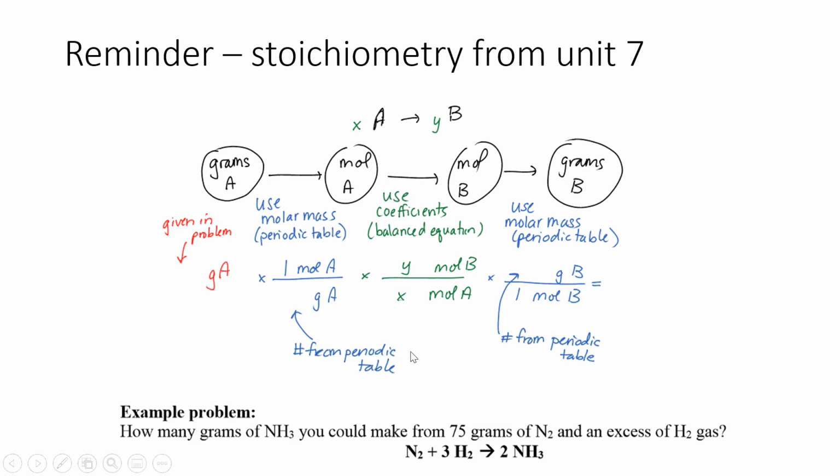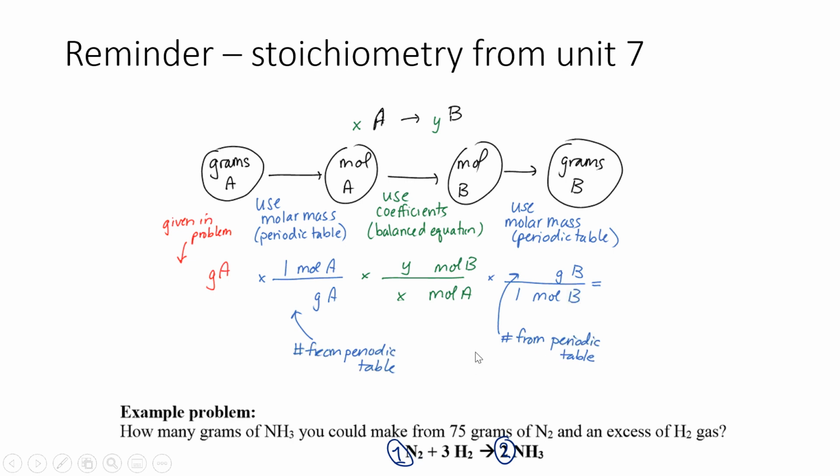So we'd look at this equation and say that nitrogen and ammonia are present in a 1-to-2 ratio. So however much nitrogen we have, we're going to have double that of the ammonia. So that's how we're using our coefficients. That's our mole ratio. And then the last step, if we get that far, depending on what the question is asking us for, would be to find mass of our final product. So once we know moles of ammonia, we could find grams of ammonia by looking at the molar mass.